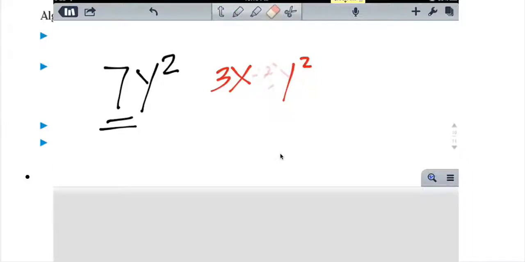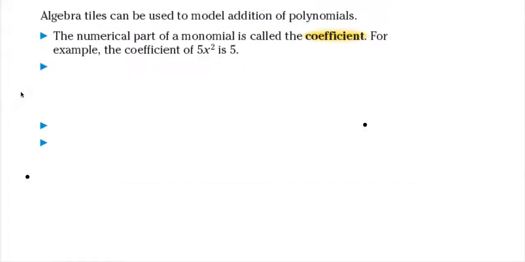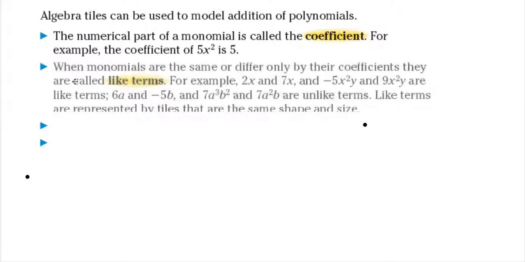Or let's make y second there in order. y squared z. The coefficient of this monomial would be 3. Okay? So that's what a coefficient means. It is the numerical part of the monomial. When monomials are the same or differ only by their coefficients, they are called like terms. For example, 2x and 7x, negative 5x squared y, and 9x squared y are like terms.